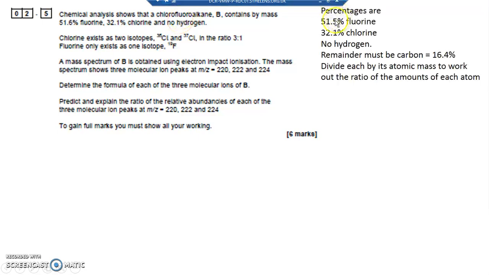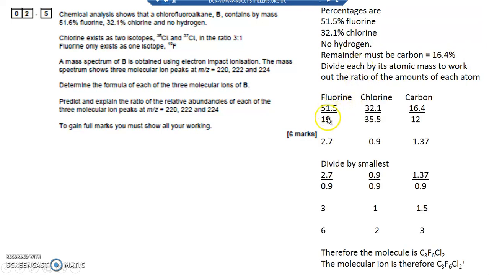So first of all, if you work out 51.5% fluorine, 32.1% chlorine, the remainder must be carbon. So by subtraction from 100%, 16.4% is carbon. You divide the atomic mass of each of them into those percentages. So 51.5 divided by 19, that's the atomic mass of a fluorine atom. 32.1 divided by 35.5 is the atomic mass of a chlorine atom, and 16.4 divided by 12, the mass of a carbon atom, gives this ratio.